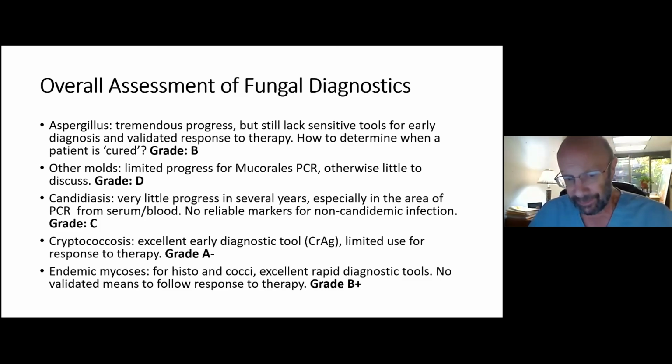For Candida, for all the activity and for the huge burden of disease that we have, we still don't have truly reliable and rapid turnaround assays from serum and blood, nor do we have reliable markers for non-candidemic infection, nor do we have markers to determine response to therapy. I give it a C. For crypto, I think it probably is the standard, an A minus. And then for the endemic mycoses, I give it a B plus. Excellent rapid diagnostic tools, but no valid means to follow response to therapy.